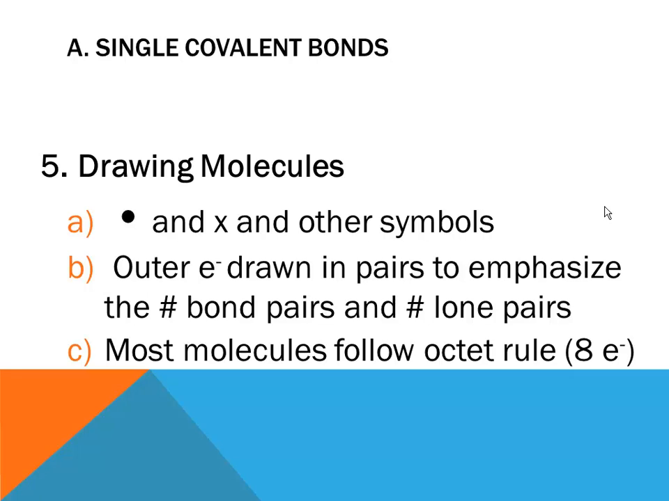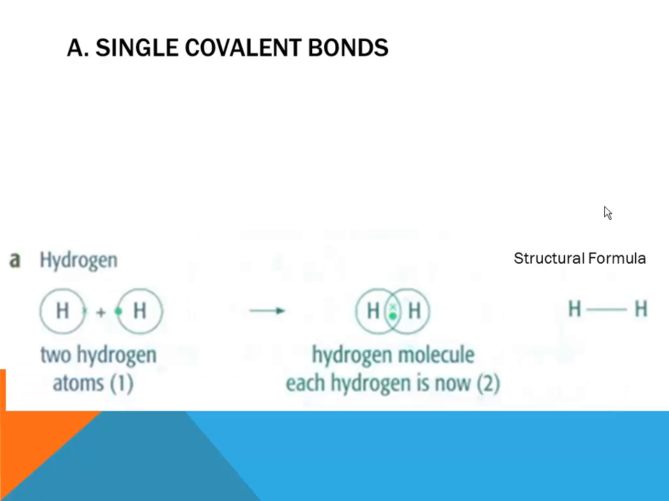So, drawing the molecules, you use a dot and a cross, or an X. The outer electrons are drawn to emphasize the number of bonding pairs and lone pairs. So you always have some bonded pairs and some lone pairs in your compound. And most molecules follow the octet rule, which means they can have 8 electrons around the nucleus.